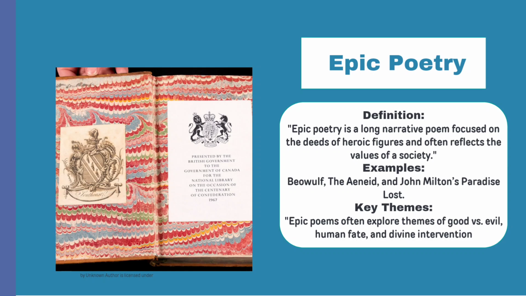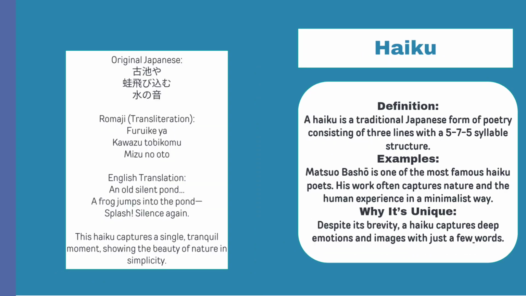Some of the key themes of epic poetry, how are we going to know that this is epic poetry? Epic poems often explore the themes of good versus evil, human fate, and divine intervention. So these are the themes of epic poetry. You know the famous work Mahabharata. It is a form of epic poetry.